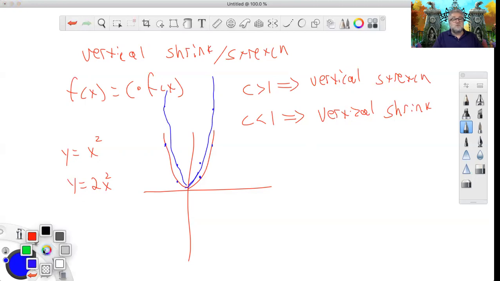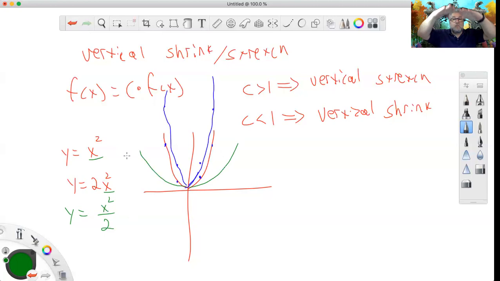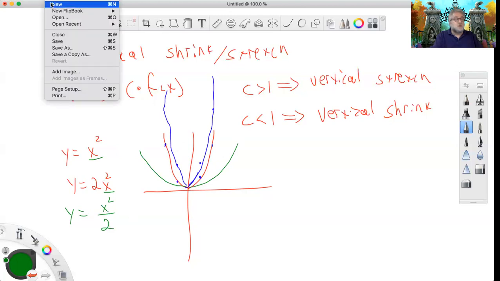Now let's go to y equals x squared over 2. Remember I said this gives me the y coordinate? Well, it's going to take the y coordinate and double it. That's why it gets stretched up. And this one is going to take the y coordinate and flatten it. So this is going to be a flatter one where it's been compressed by a factor of 2. Okay? So let's see if we can summarize all of our rules.